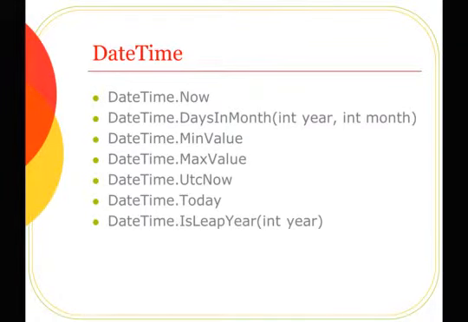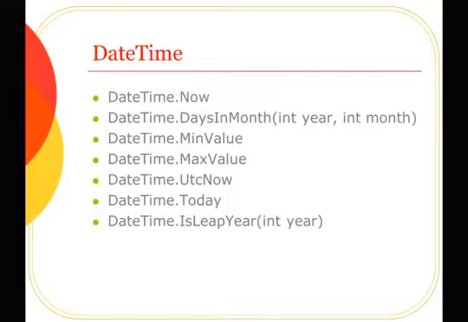So here's some properties and functions of DateTime. DateTime.now is an instance of DateTime that is created for you within the construct, and it is based on the current system date and time. There's days in month. You pass the year and a month as integers, and it tells you how many days are in that month. You can get the min value and the max value to make sure your items are not outside of a range. UTC now is what time it is right now in Greenwich, England.